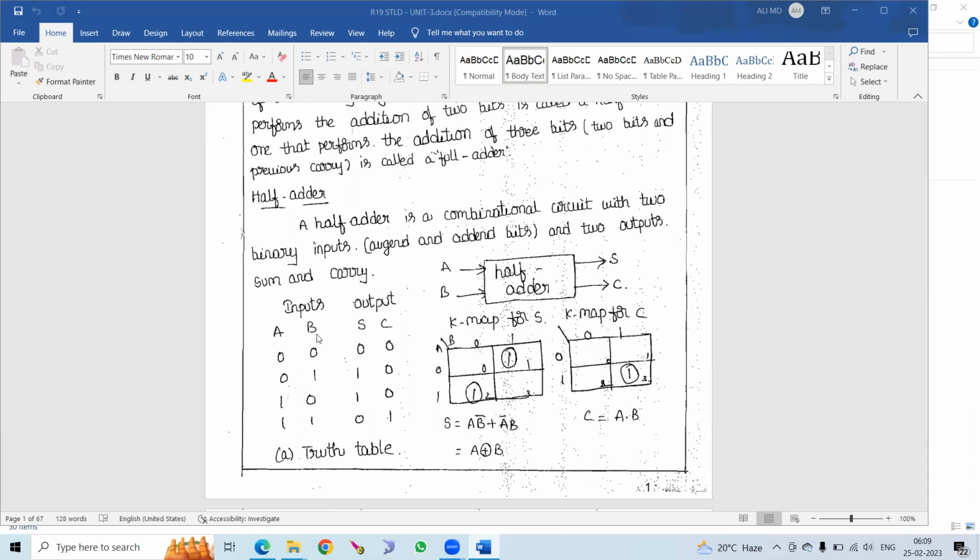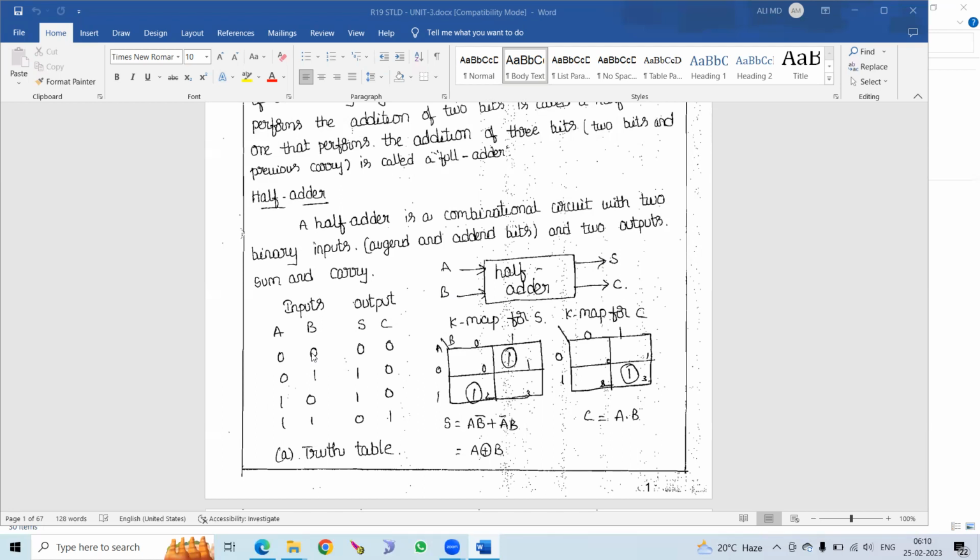Here the inputs are A, B. For the two inputs A, B, we get the sum and the carry as the two outputs. For two inputs A, B, how many possibilities are there? Four. For the two inputs, 0 0, 0 1, 1 0, and 1 1 are the four possible combinations, with their sum and carries. The sum will be 0 for 0 and 0.